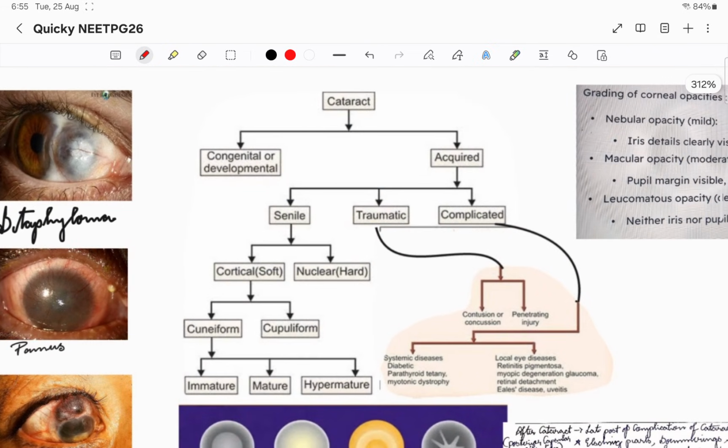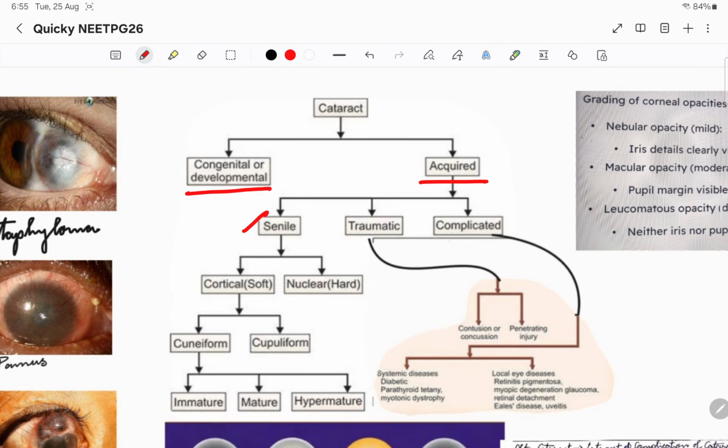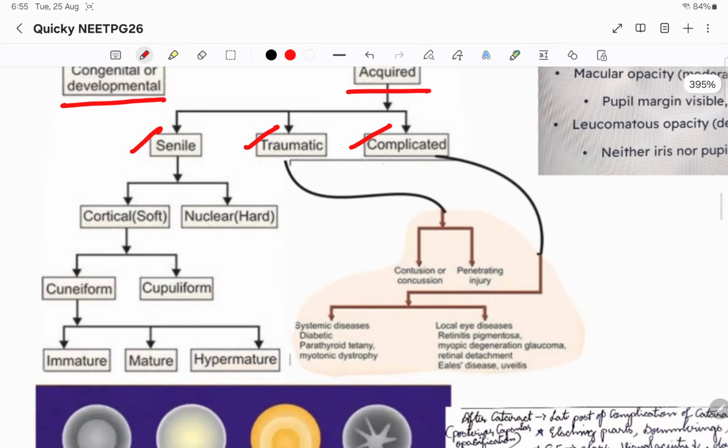So cataract, that is what, right? We can divide them as congenital and acquired cataract. In acquired cataract, senile cataract is the most common. Then there are two other types, traumatic and complicated cataract. We'll come back and finish this off. In traumatic cataract, it is going to be a contusion or blunt trauma or a penetrating injury that might cause this cataract. The other is complicated cataract, where systemic diseases are involved, for example diabetes, myotonic dystrophy, etc.